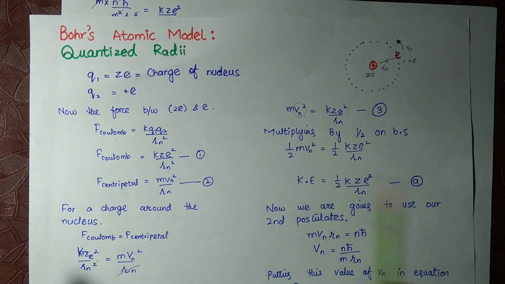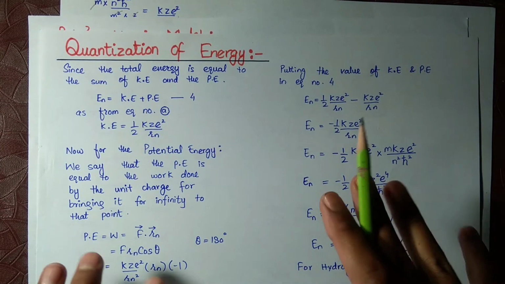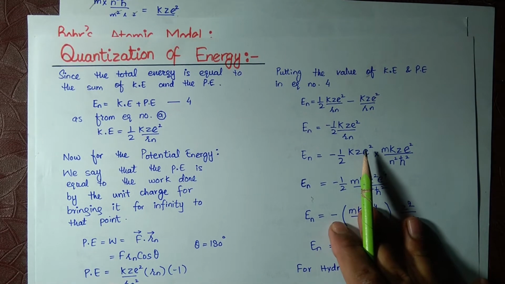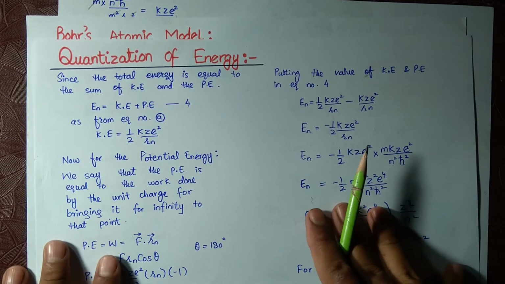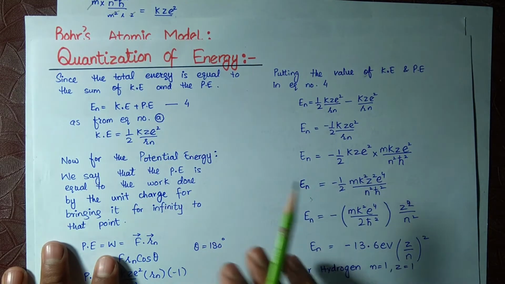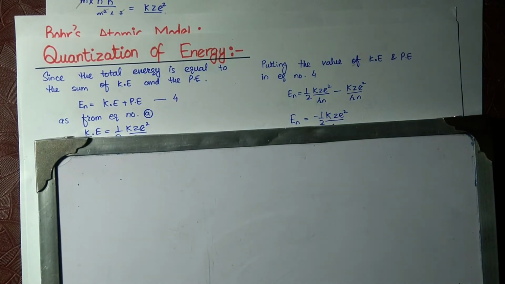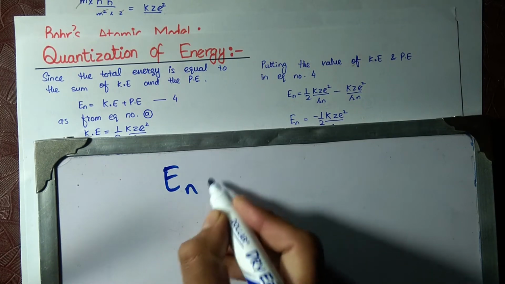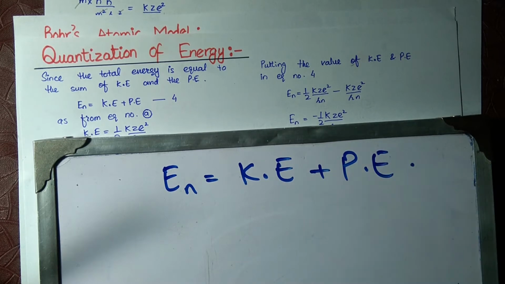So previously we've talked about the quantized radii, so now we are going to talk about the quantization of energy. Today it will be an interesting topic. Since the total energy is equal to the sum of kinetic energy plus potential energy, let's see that the total energy E of n, we said, is equal to kinetic energy plus potential energy.